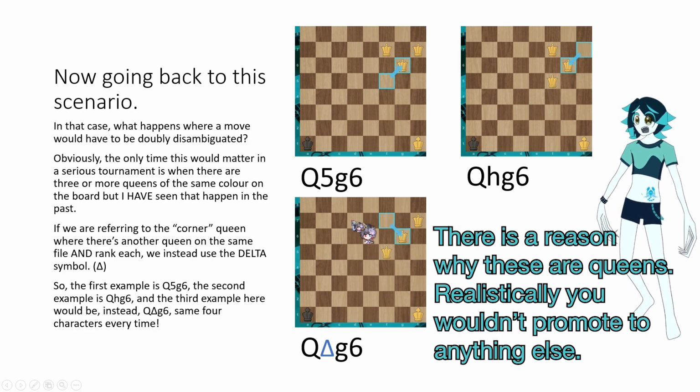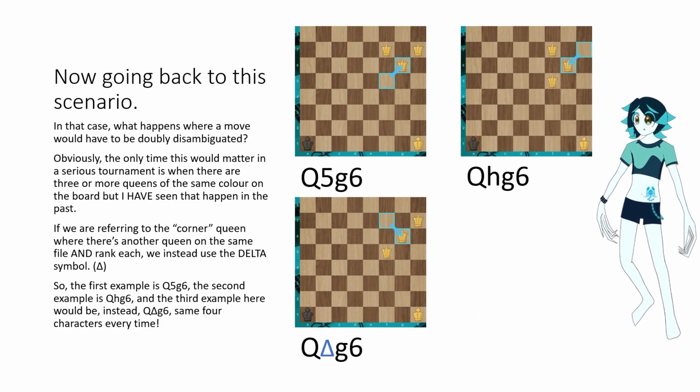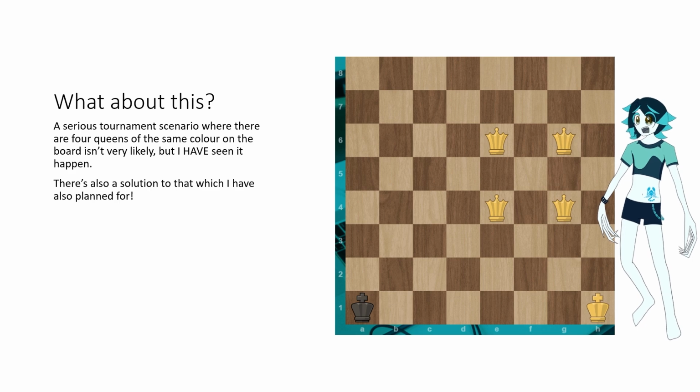So for example, if there's a queen on c7, a queen on c5, and a queen on e7, and then we were to say queen c7 d6, it's still going to be queen delta d6. Does that make sense? So again, same 4 characters every time. This isn't very likely to happen in a serious chess tournament, especially over the board, but I have seen it happen. And I do happen to have a solution for this, and we're going to go over that.